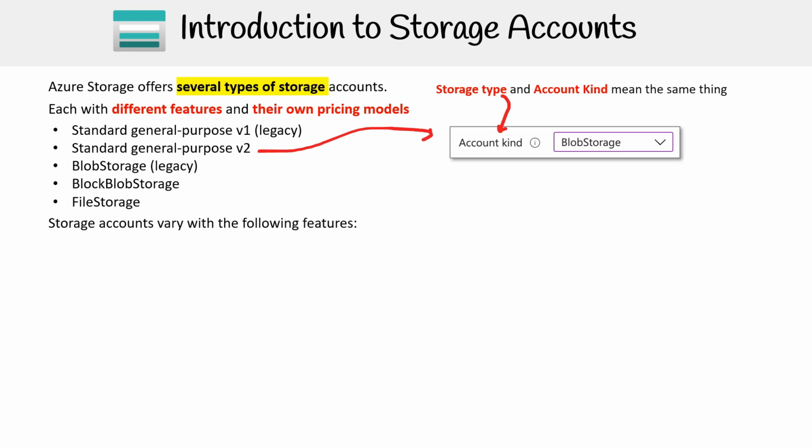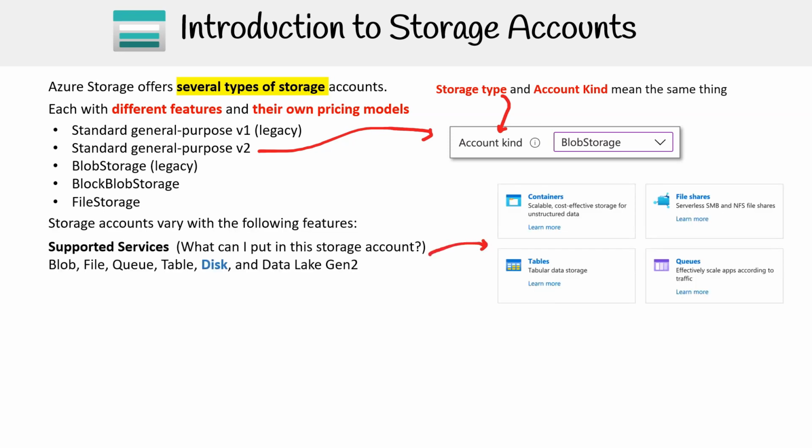Storage accounts vary with the following features. Supported services. Essentially, this answers the question, what can I put in this storage account? Your options include Blob, File, Queue, Table, Disk, and Data Lake Gen 2. Performance tiers. This focuses on the speed of your read and write operations. Azure offers two tiers, Standard and Premium.